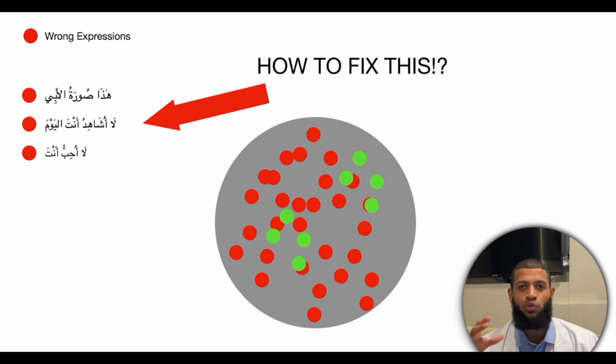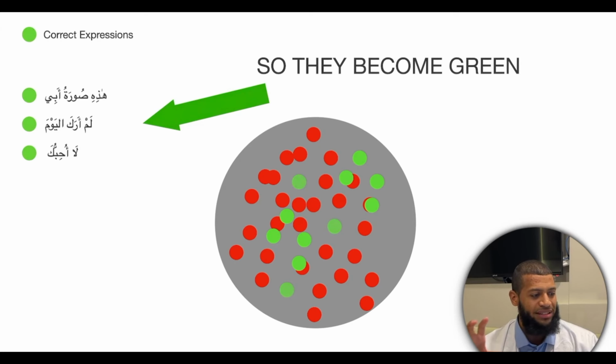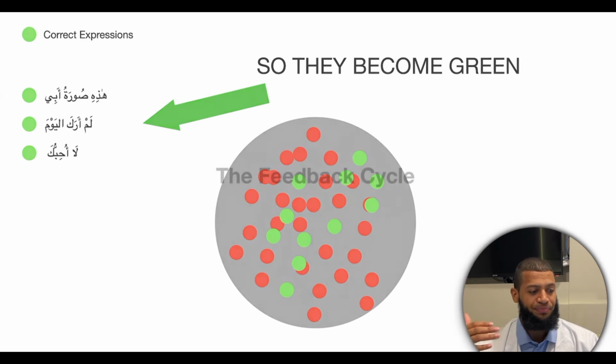So how to fix this? In order for these dots to become green, and instead of making the mistakes we were making before, now we say it correctly. So we say, هذه سورة أبي، لم أراك اليوم، لا أحبك, and just do that little tweak to start speaking more correctly and sound less like a freshie or like a caveman.